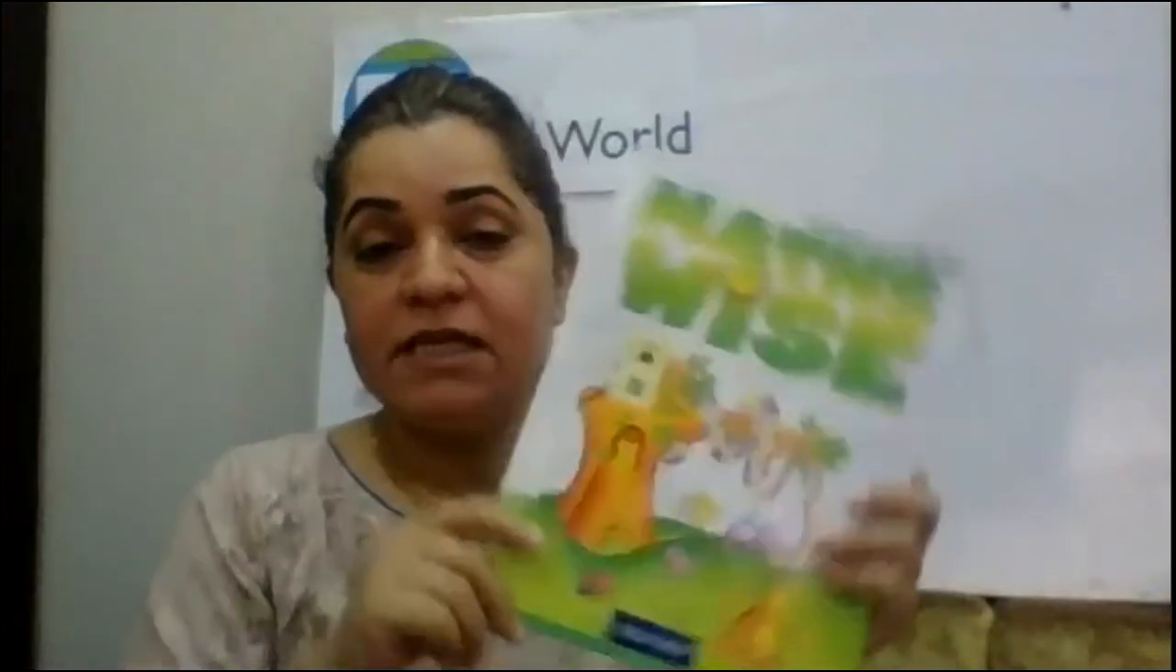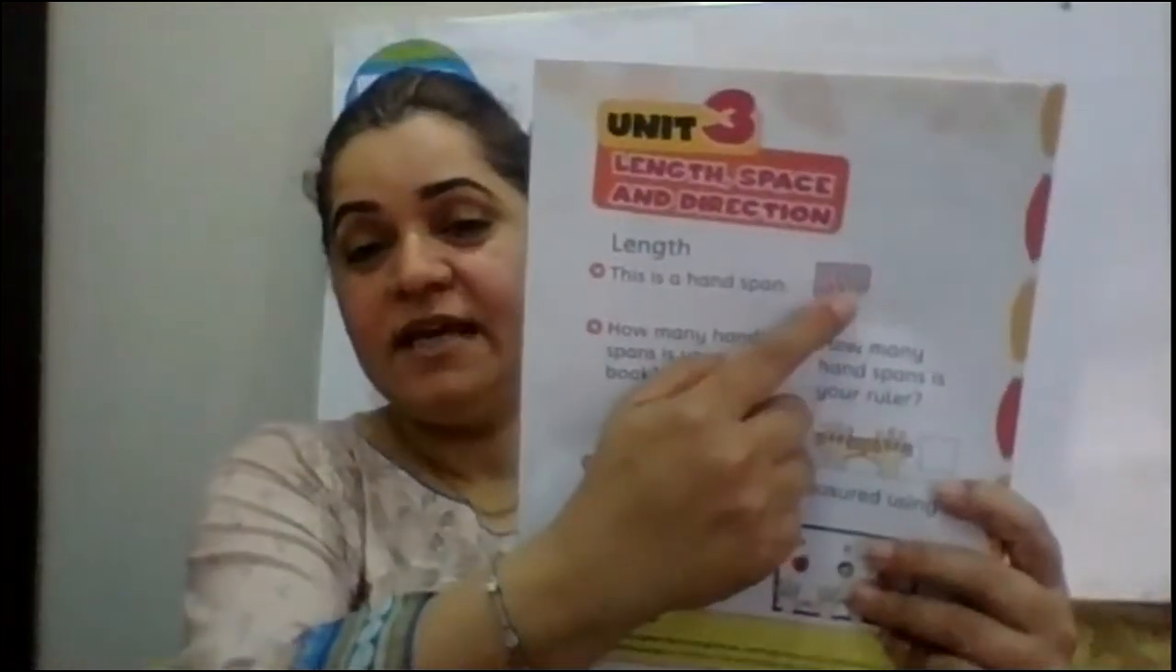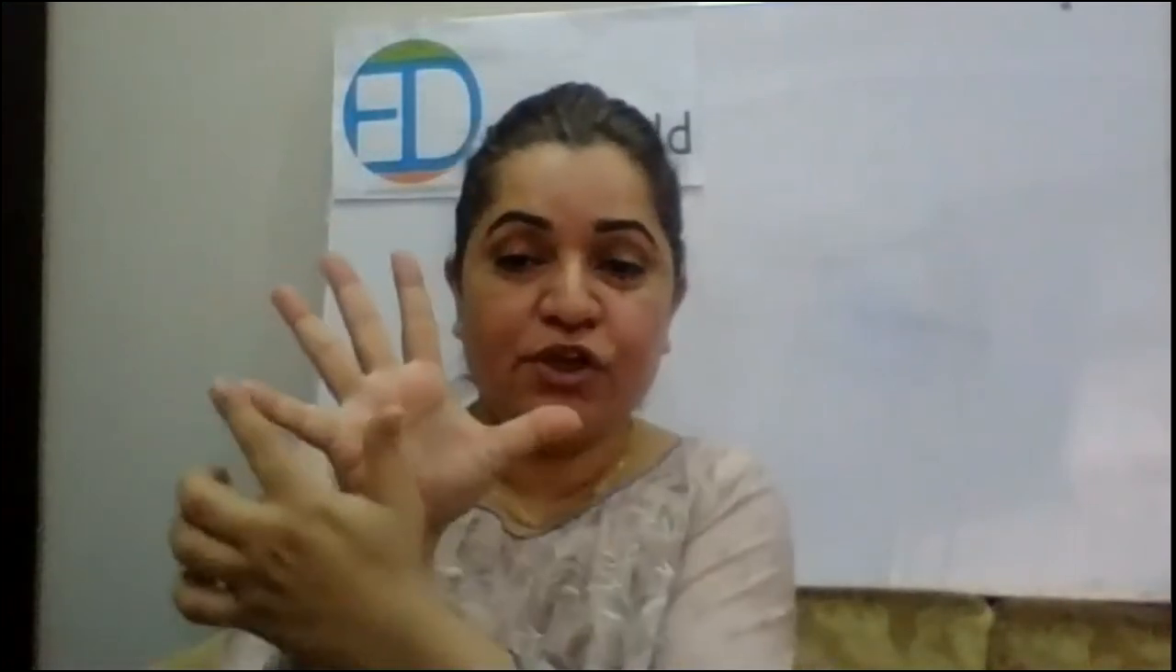Okay, so now you are going to take out your Maths Wise book 3. Yes, take out your Maths Wise book 3 and come on to page number 19. Okay, that's great. Now, what do you see over here? Yes, a handspan. So this is length, and we are going to measure length with the help of our handspan. Like this, we're going to open it wide. From here to here, this is our handspan length.